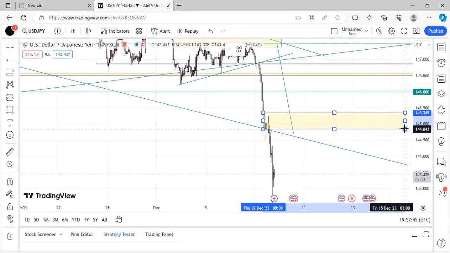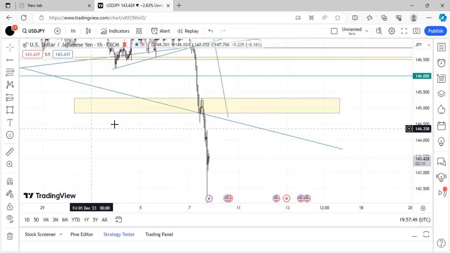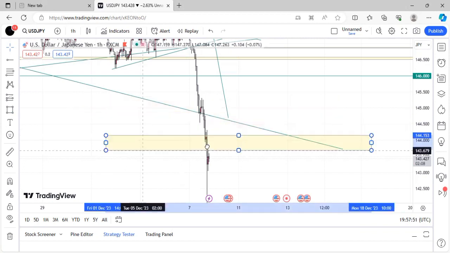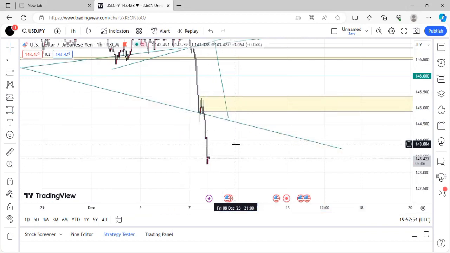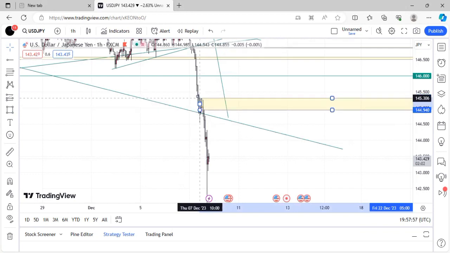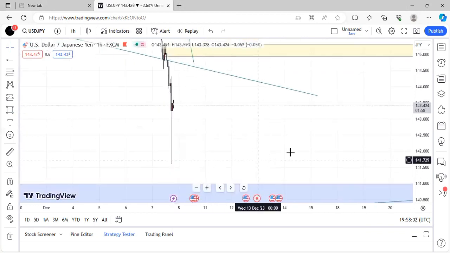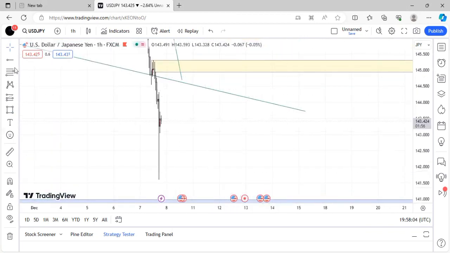145 region is the region that we'll be looking to continue to sell, right? So 145 is the best region that we're looking to get a sell. So if you can see a trade back to 145, then we'll be looking for an opportunity to come back to 140.